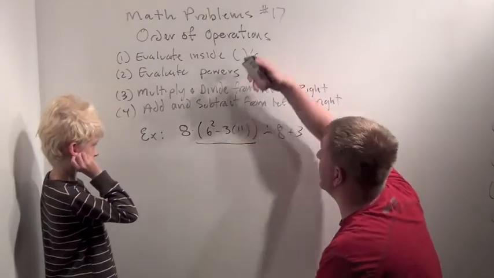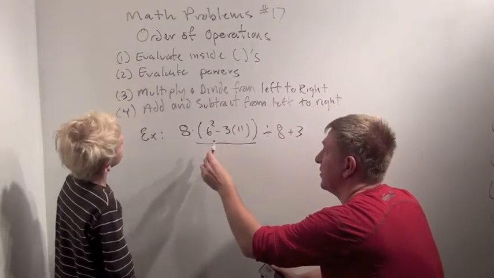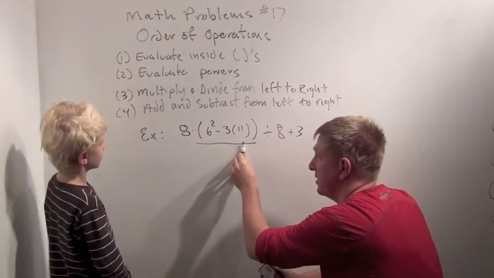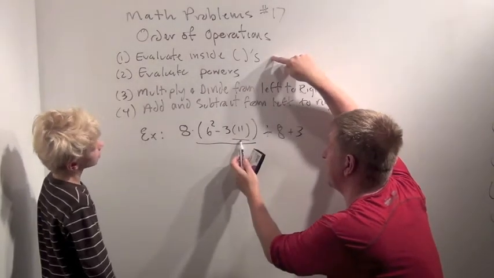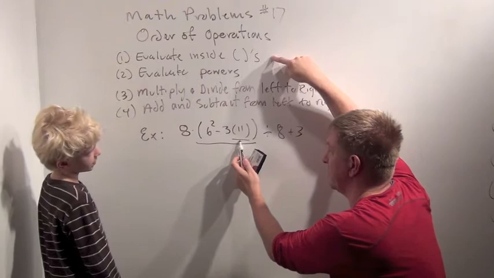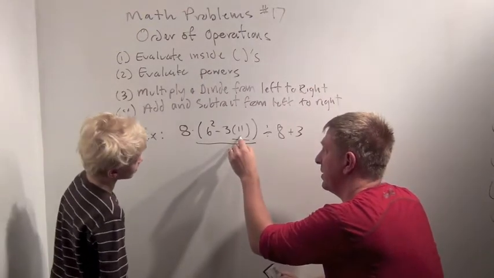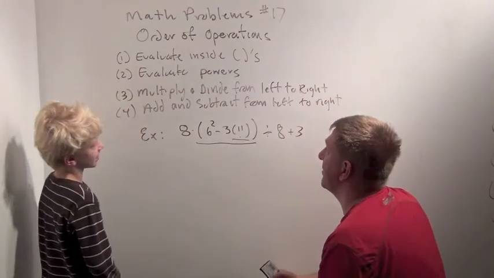And that means we start again. Here's some parentheses. Now, do we have any parentheses inside these parentheses? Oh, yeah, right there. So we're back to the beginning, evaluating inside the parentheses that are inside the parentheses. Is there anything to evaluate in here? No, it's just 11.